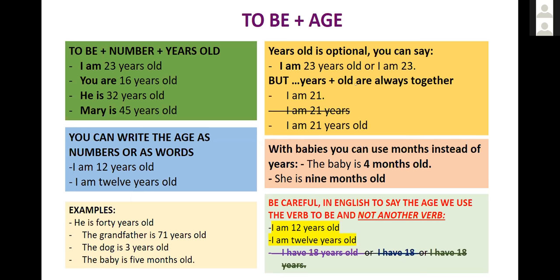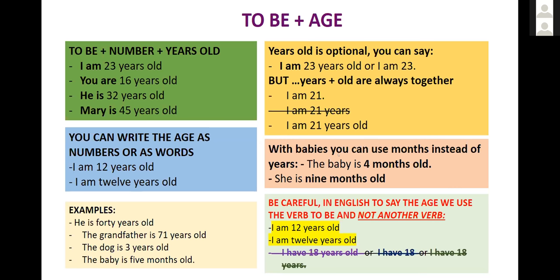But years plus old are always together. Remember always, always this. Siempre recuerde esto, que years plus old van siempre juntos. So you can say, I am 21, or you can say, I am 21 years old, but please don't say, I am 21 years. No. You have to say the full phrase or only 21.